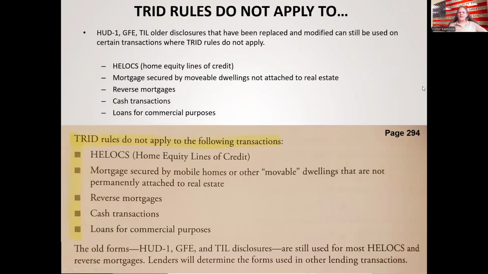Now, TRID rules do not apply to home equity lines of credit, loans for movable dwellings not attached to real estate, reverse mortgages, cash transactions, and commercial loans. Okay, this is on page 294.